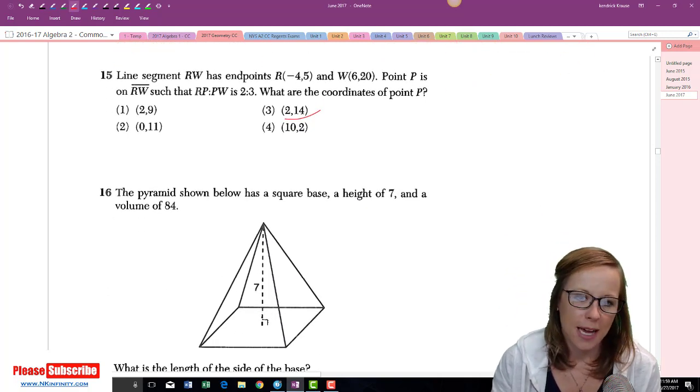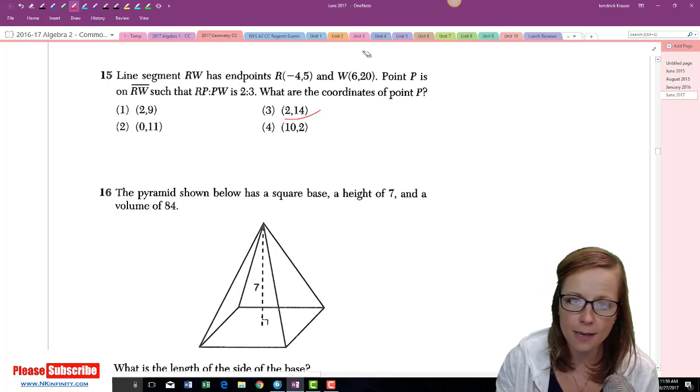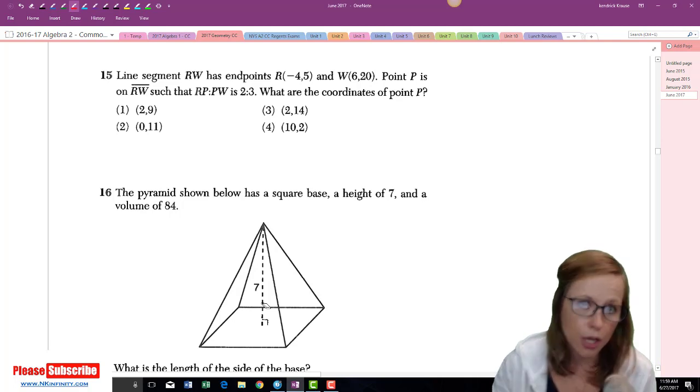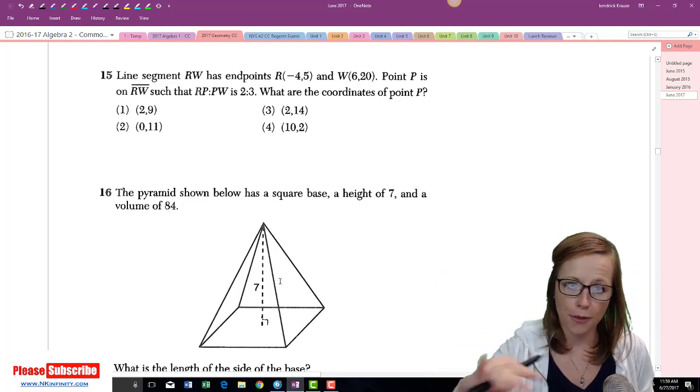Line segment RW has endpoints -4, 5 and 6, 20. Point P is on RW such that the ratio is 2 to 3. What are the coordinates of P? Okay, everybody teaches this differently. So if I were you, I would get that scrap graph paper in the back of your test. I would plot those points.